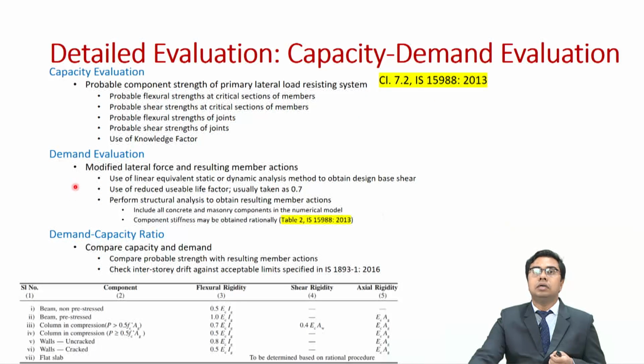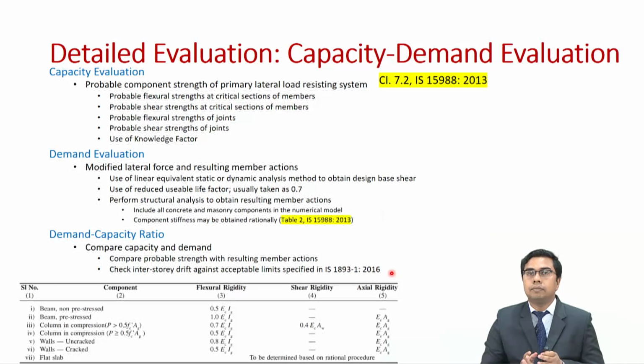Now, once we have the demand and capacity known to us for various components, we can also calculate the demand capacity ratio, and if the demand capacity ratio is within 1, we can tell that the components are safe, and if it is exceeding 1, we can say that the components are not safe and therefore they will need some retrofit strategy. We will also check the interstory drift against acceptable limits specified in IS 1893.